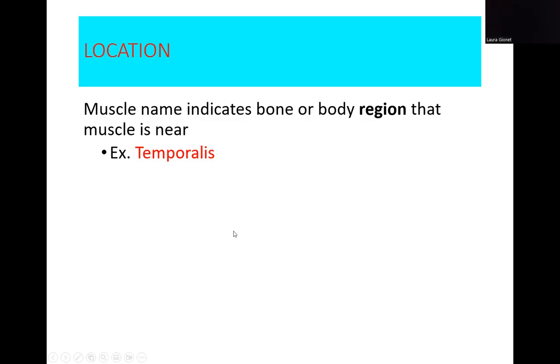So temporalis means pertaining to the temporal bone. So this is going to be above the ears on the temporal bone. This muscle is going to travel and insert on the mandible and help you close your jaw. It's going to assist in chewing food. But this is just one example. If you have a temporalis, you probably have a frontalis, an occipitalis, a nasalis, a mentalis, a pectoralis, which we'll be looking at. All right, so -alis just means pertaining to the temporal bone.